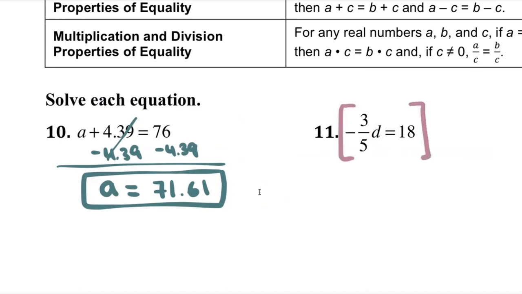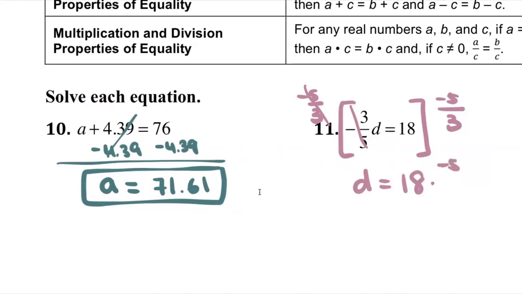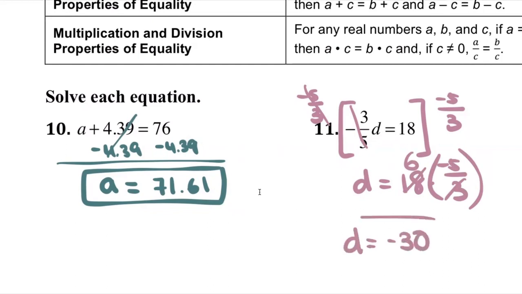All right, number 11, to isolate D, I'm going to multiply both sides by negative 5/3. These two are reciprocals, so that will multiply to be equal to 1, so 1D. And then here I have 18 times negative 5/3. I would go ahead and do 18 divided by 3 first, giving me 6. And 6 times negative 5 gets me negative 30.